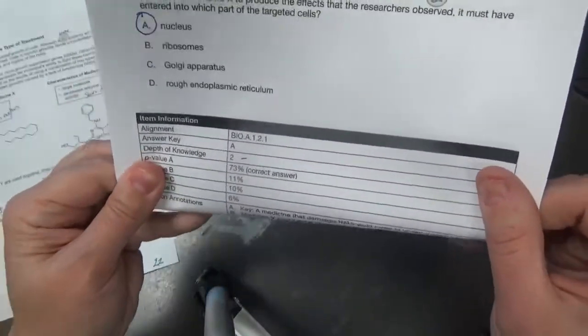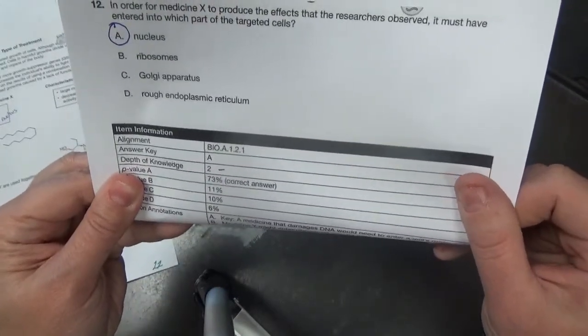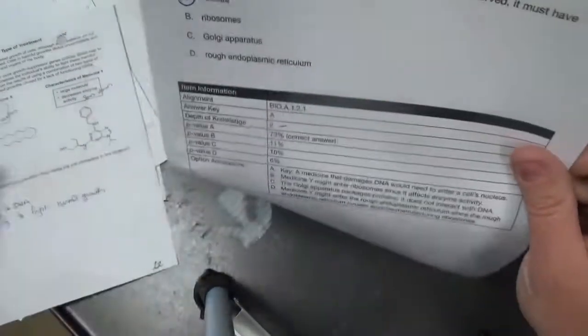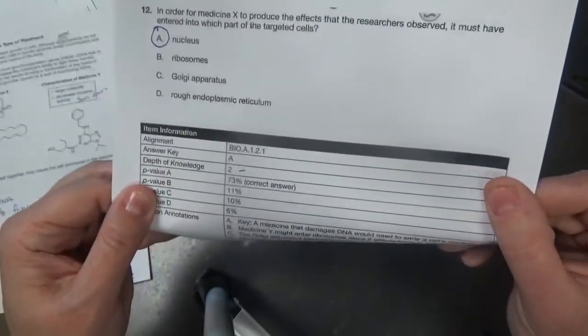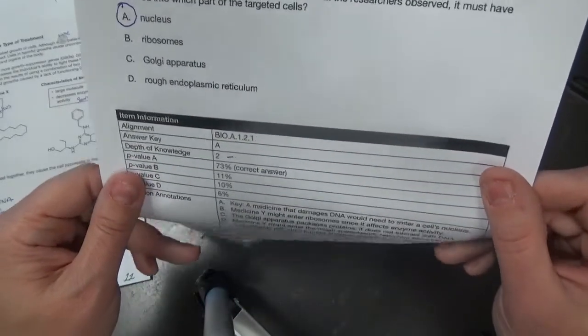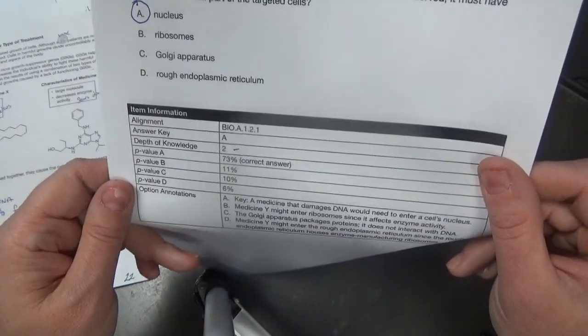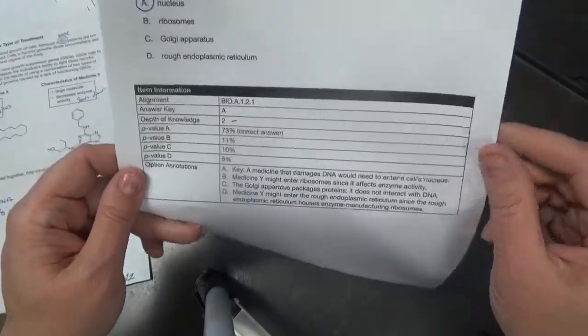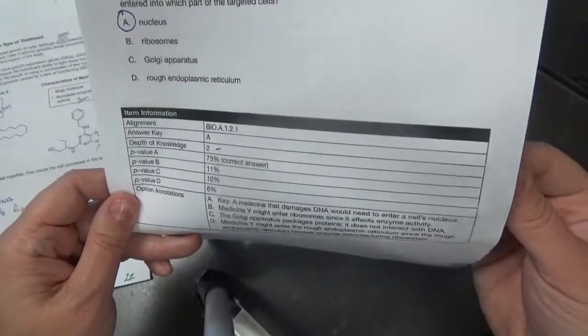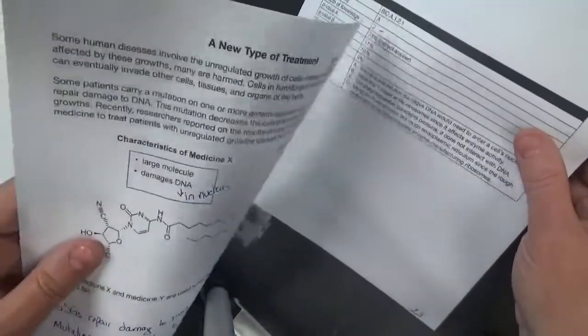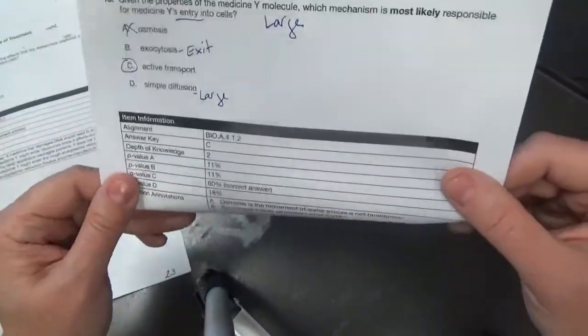In order for medicine X to produce the effects that researchers observed, it must have entered which part of the targeted cell? So looking again at molecule X, it damages the DNA, which is found in the nucleus. It has to be the nucleus because DNA isn't found in the ribosome, the Golgi, or the endoplasmic reticulum. So, looking at the answer, we were correct by choosing A. This question is actually really easy. There's just a lot of reading and big words designed to throw you off. But take your time, make notes, and look through this, and you'll be like, man, that's actually really easy.